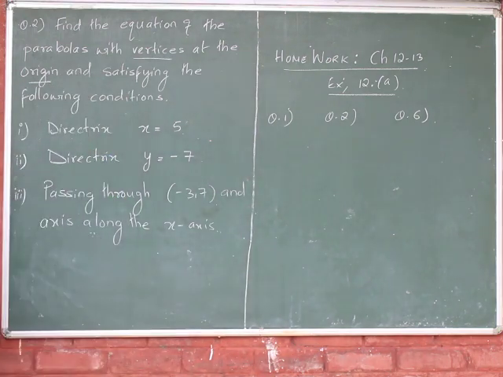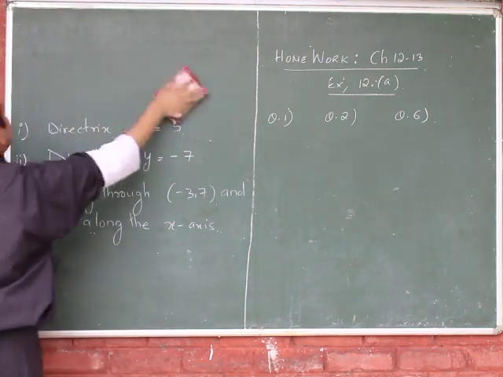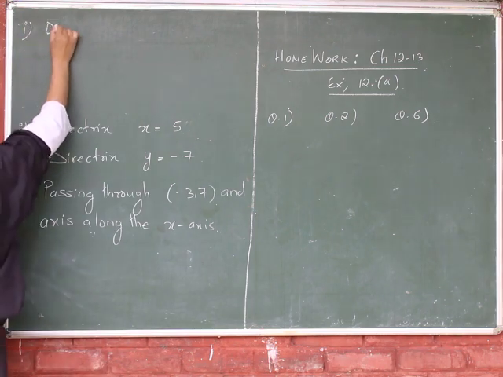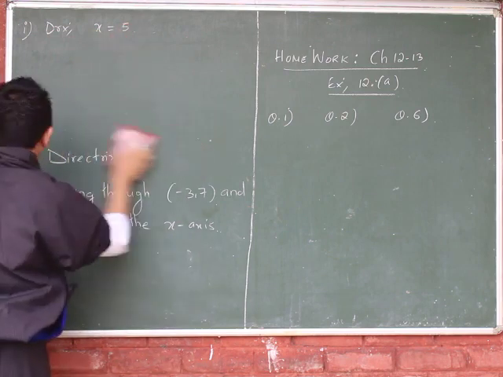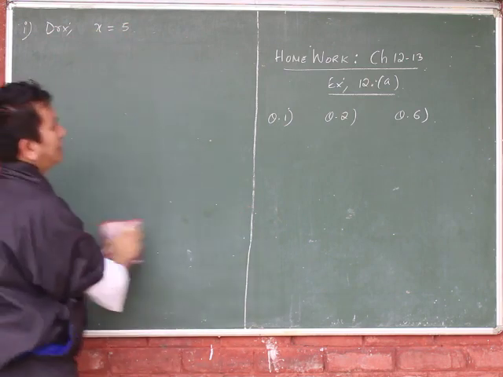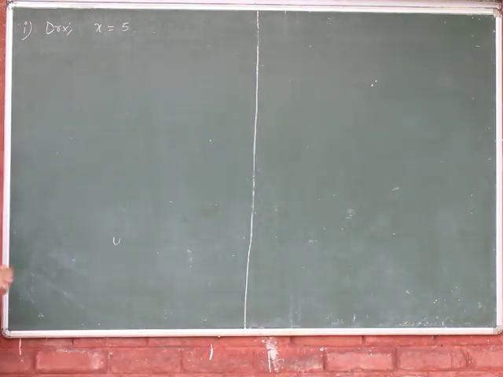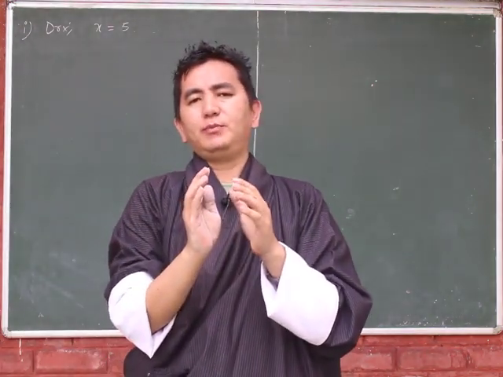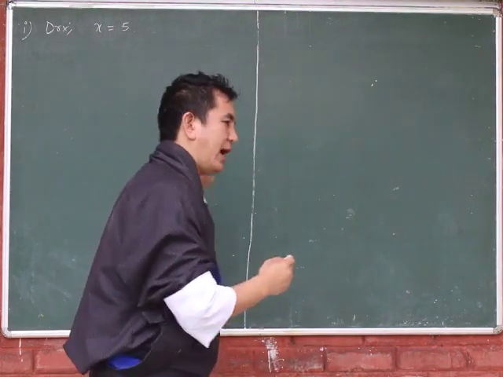So without wasting time, let's directly start with question number 1, where the directrix is given at x is equal to 5. Number 1, we have directrix at x is equal to 5. Then the next one, directrix at y equal to -7. Then the next question. So let's start solving this question now. Directrix at x is equal to 5. Now, please remember, the question clearly mentions the vertex is at the origin and the directrix is at x is equal to 5.